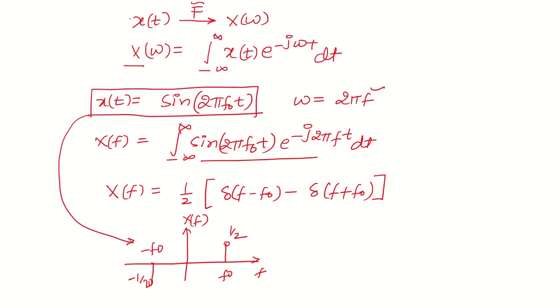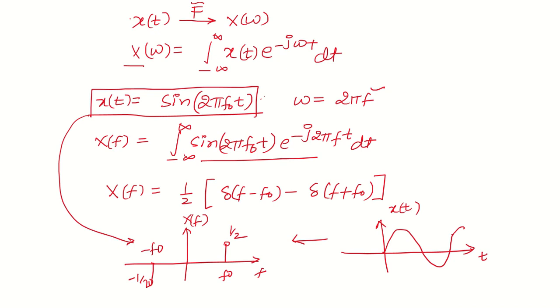Now, if we plot the time domain graph of this x of t, suppose this is your time domain graph of x of t. So this is a sinusoidal signal. It will start from 0 and go like this. Okay, so this is your x of t. This Fourier transform basically converts this time domain signal into this frequency domain signal.